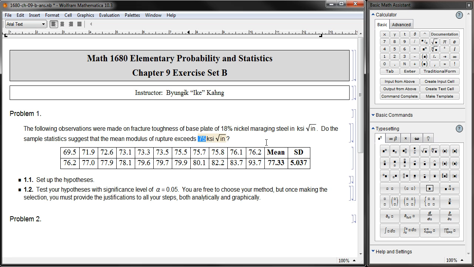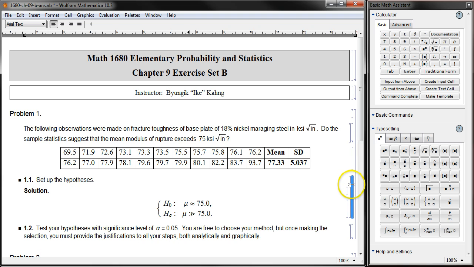How about the alternative hypothesis? Here is a keyword, exceed. Consequently, we have something like that. Another indicator, the mean is 77.33. That's bigger than 75. That's another indicator for mu is greater than 75 as an alternative hypothesis.